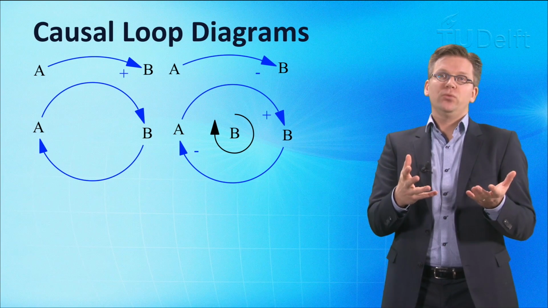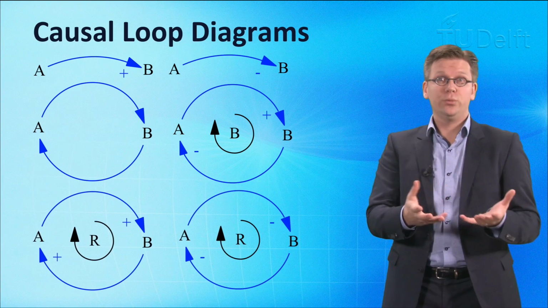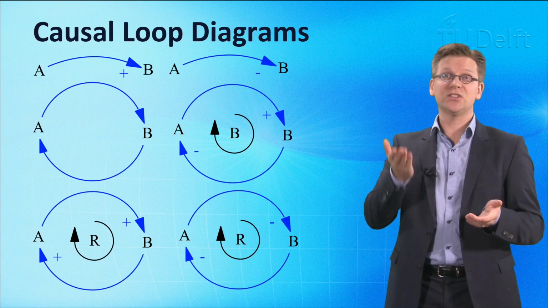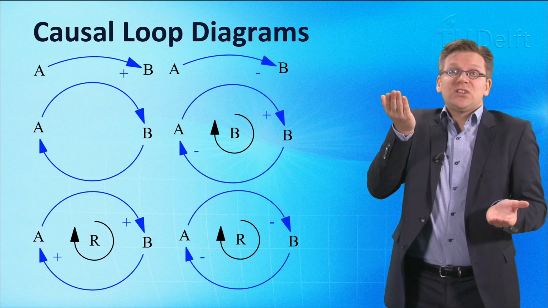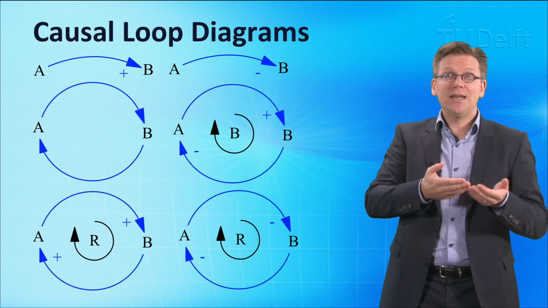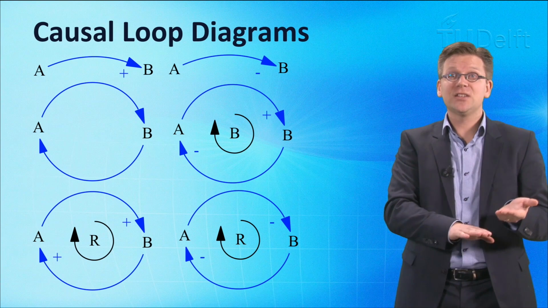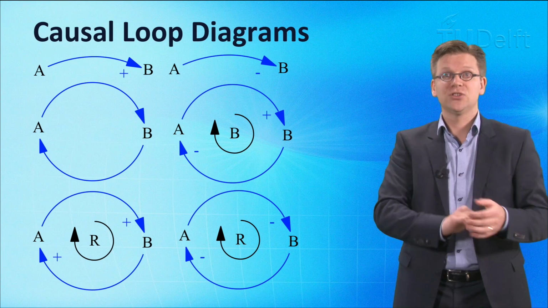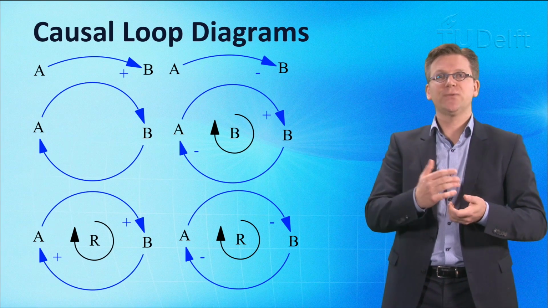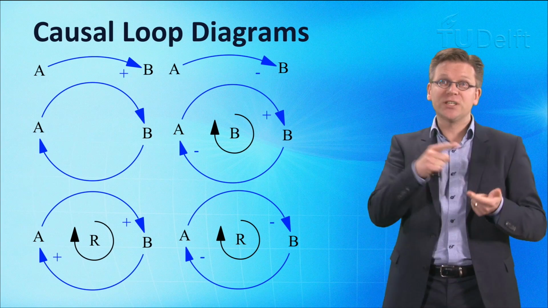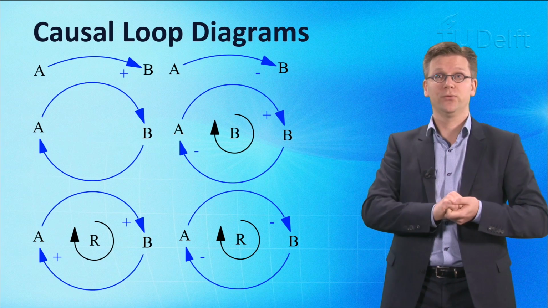A feedback loop is called a reinforcing loop if an initial increase in variable A leads after some time to an additional increase in A, and so on. And if an initial decrease in A leads to an additional decrease in A, and so on. In isolation, such reinforcing feedback loops generate reinforcing behavior, exponential behavior, for instance.